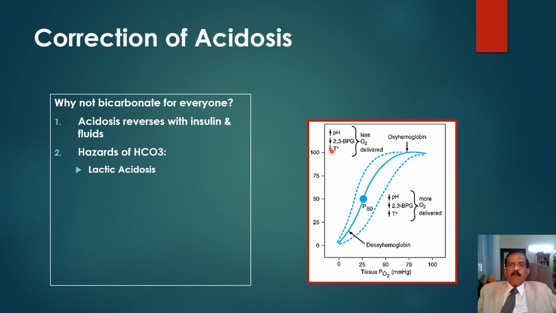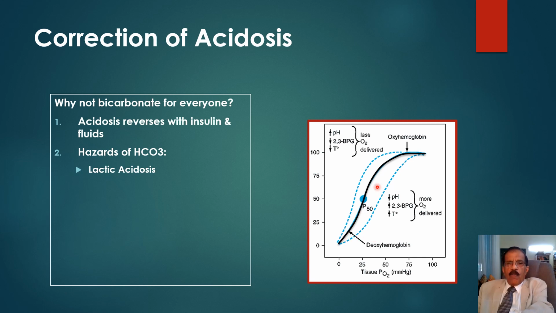And depending upon various physiological states, it could deviate toward the right or left. Now, these are the factors which could shift that oxygen dissociation curve to the right, and these are the factors which can shift the oxygen dissociation curve to the left. Now, if this curve is shifted to the left, that would mean that oxygen delivery to the tissues will be reduced.